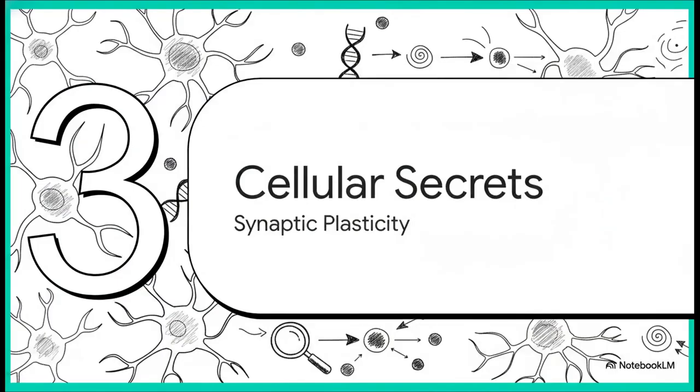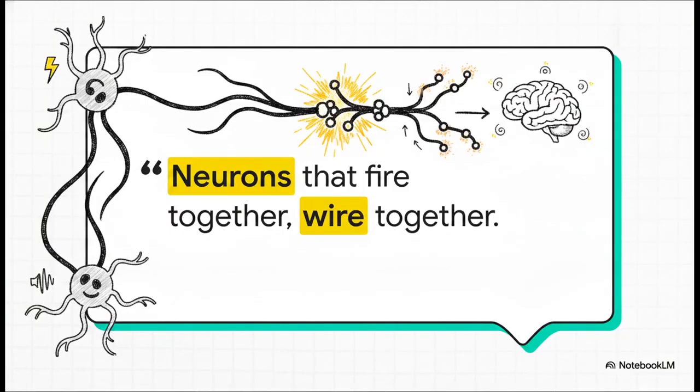All right, Section 3, cellular secrets of synaptic plasticity. This brings us to a foundational concept in neuroscience, famously summarized by Donald Hebb. Neurons that fire together, wire together. This famous Hebbian modification rule explains that for conditioning to actually physically occur in the brain, the synaptic activity has to correlate strongly with a postsynaptic response.